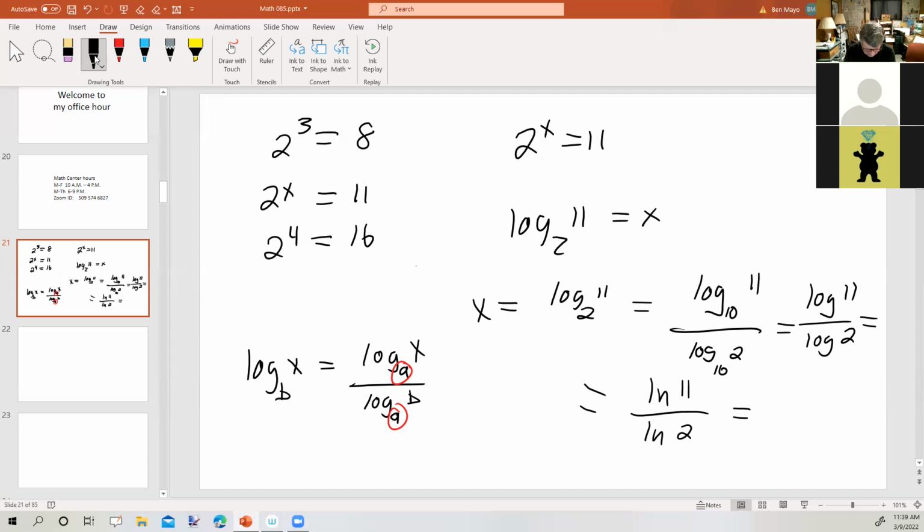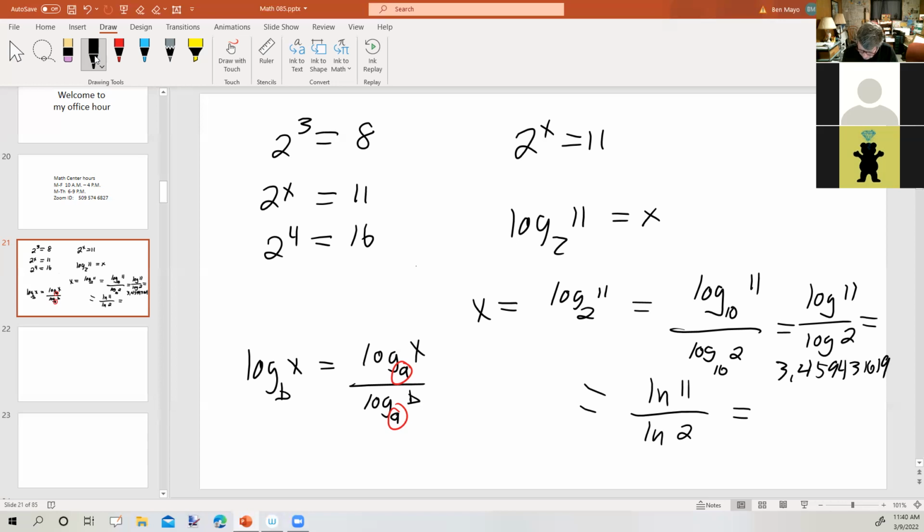So on my calculator, let's see, log base 10 of 11 divided by log base 10 of 2, and I get 3.459431619. And then I clear it and I go natural log of 11 divided by natural log of 2, and I get the exact same answer.